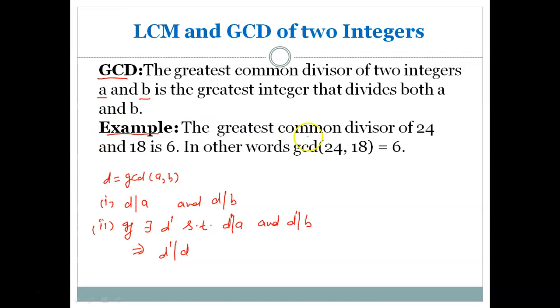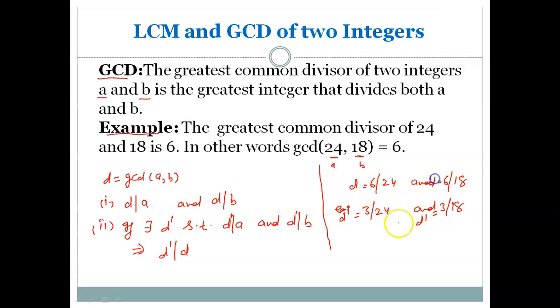So you can see in this example, if we have two integers a and b, 24 and 18, then 6 is the greatest common divisor. Why is 6 the greatest common divisor? Because 6 divides 24 and 6 divides 18. However, we can have another integer which divides both. For example, 3 divides 24 and 3 divides 18. In fact, this is d dash in this case, and this is d. So you can observe that d dash is dividing d. Because of that, we are saying that d is the greatest common divisor.